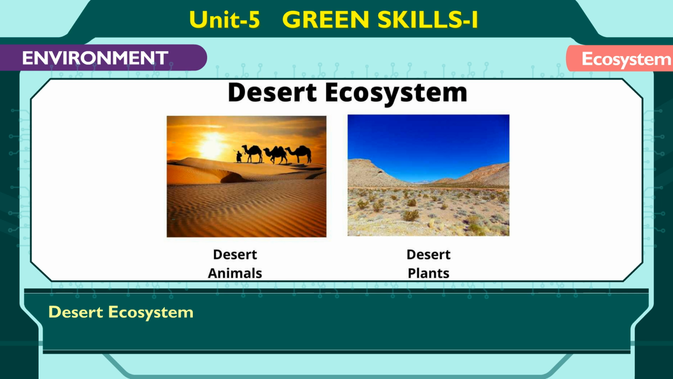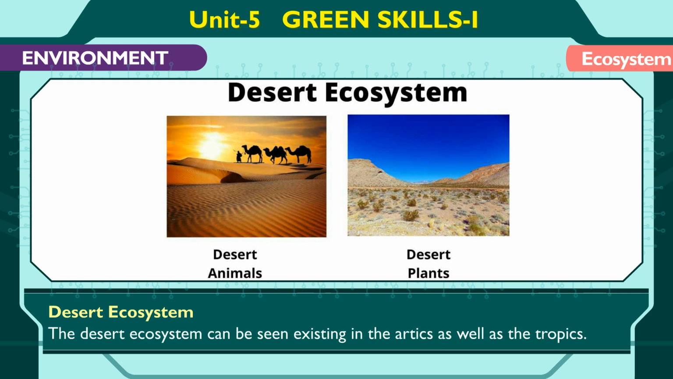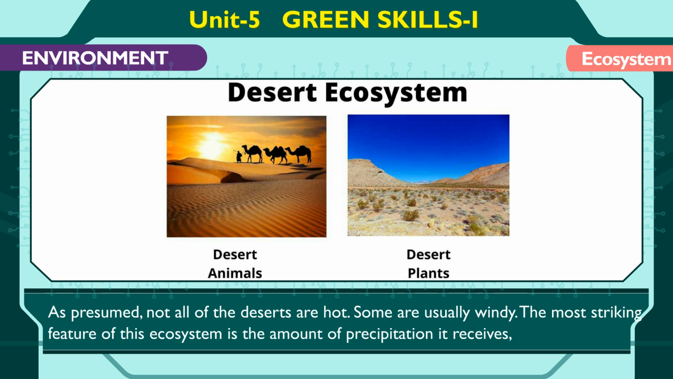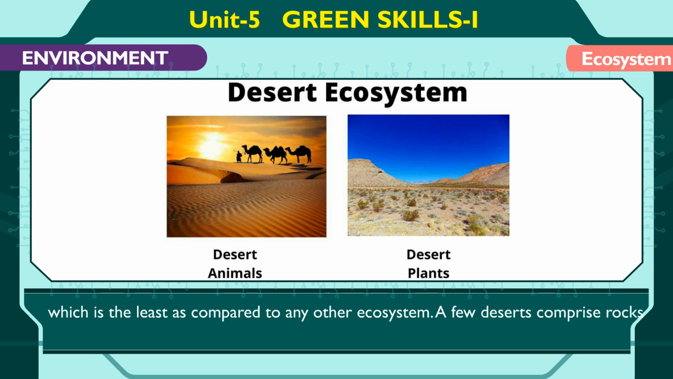Desert ecosystem. The desert ecosystem can be seen existing in the Arctics as well as the tropics. As presumed, not all of the deserts are hot. Some are usually windy. The most striking feature of this ecosystem is the amount of precipitation it receives, which is the least as compared to any other ecosystem. A few deserts comprise rocks while some have sand dunes.